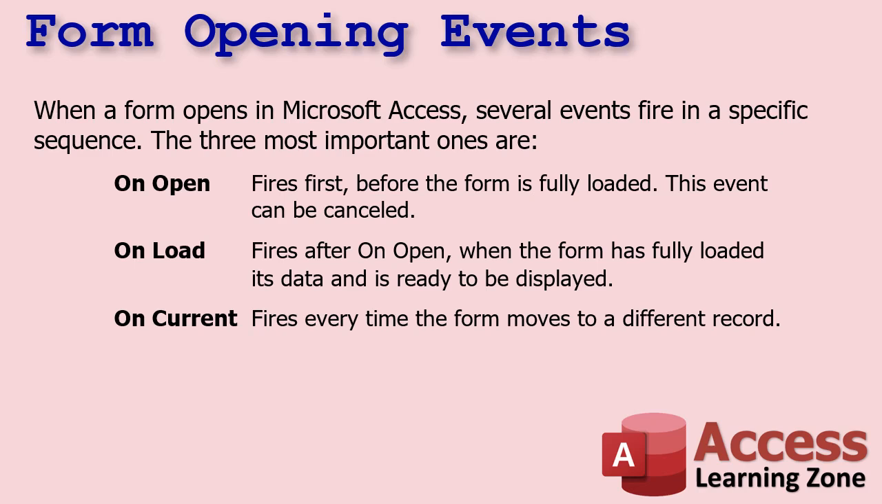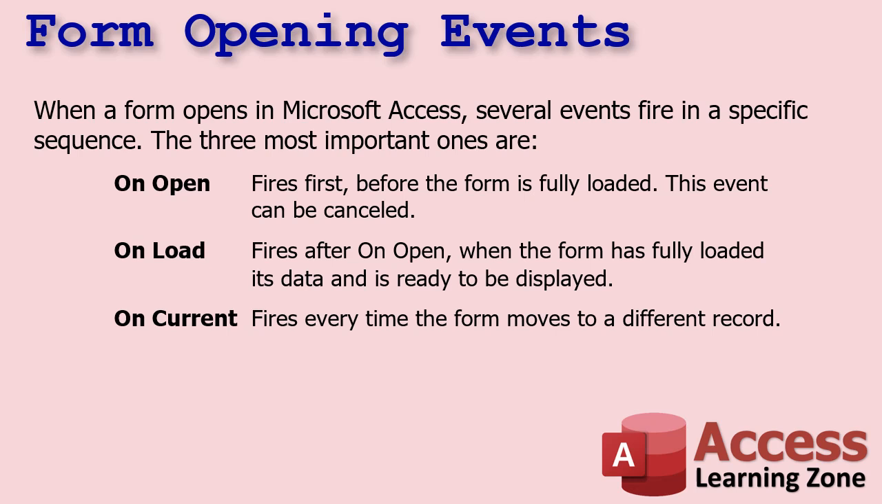All right, so when a form opens in Access, several events fire. There's lots of them, like onActivate and a whole lot more. But we're going to cover the three most important ones: onOpen, onLoad, and onCurrent. onOpen fires first, before the form is fully loaded, and this event can be canceled. It's the only one of these that you can actually cancel and say, no, I don't really want to do that, exit out, and the form won't open.